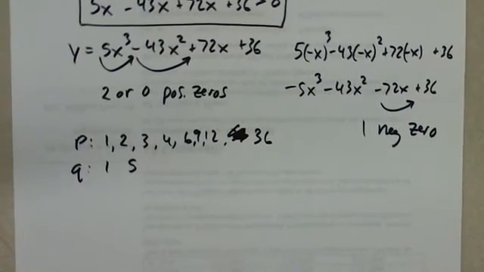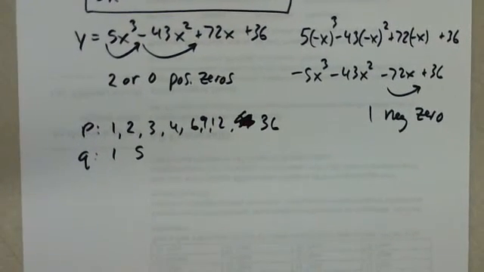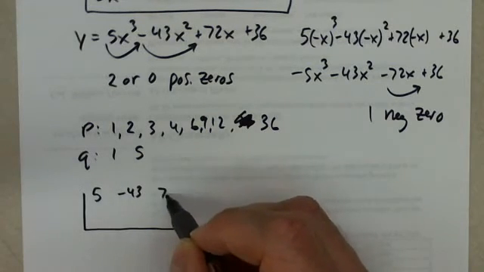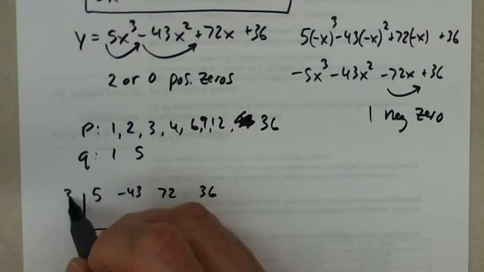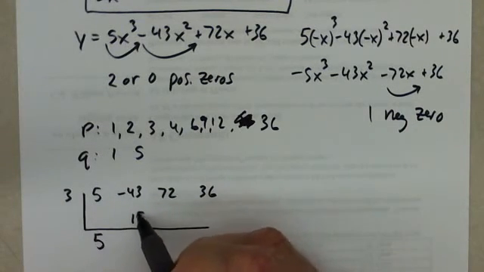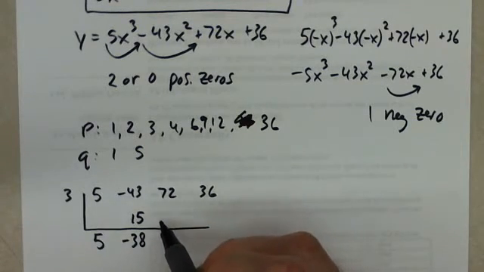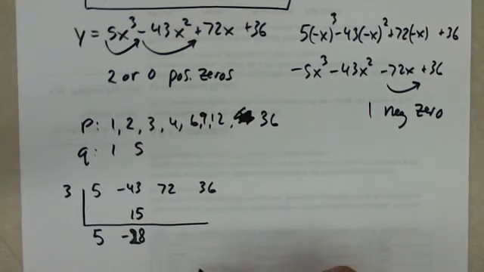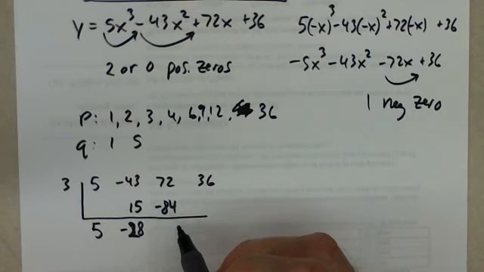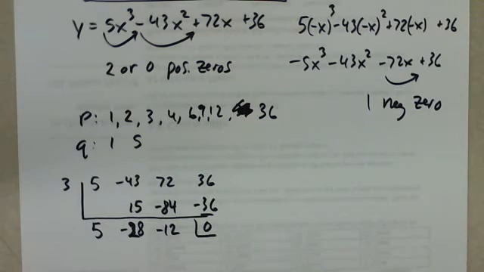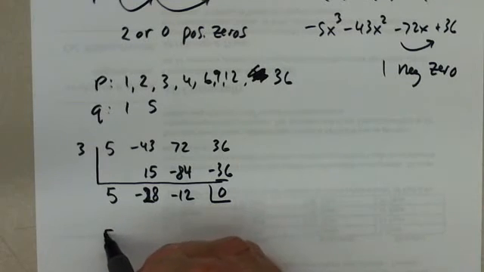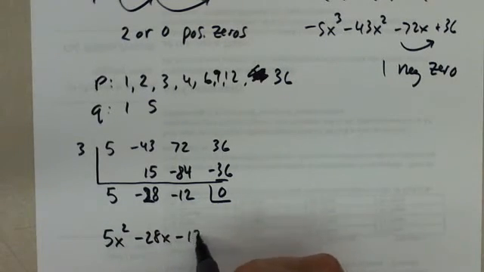All right, so let's start trying some possible zeros. Let's try 3. Oops, that's -28. All right, so that worked, and we have 3 coefficients. That means it's a quadratic, and we don't have to keep guessing and doing synthetic division.